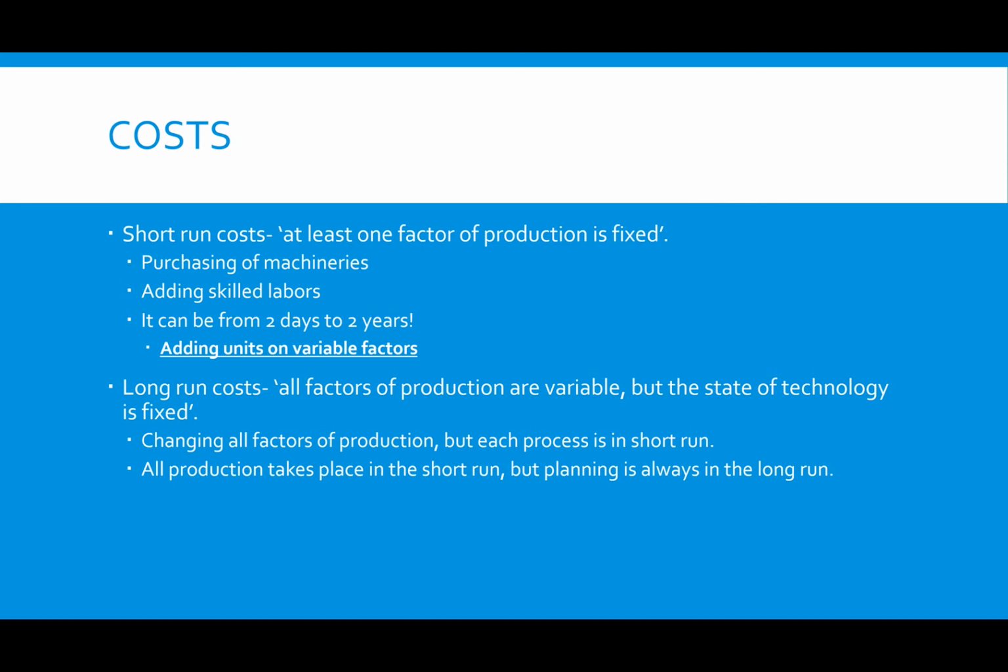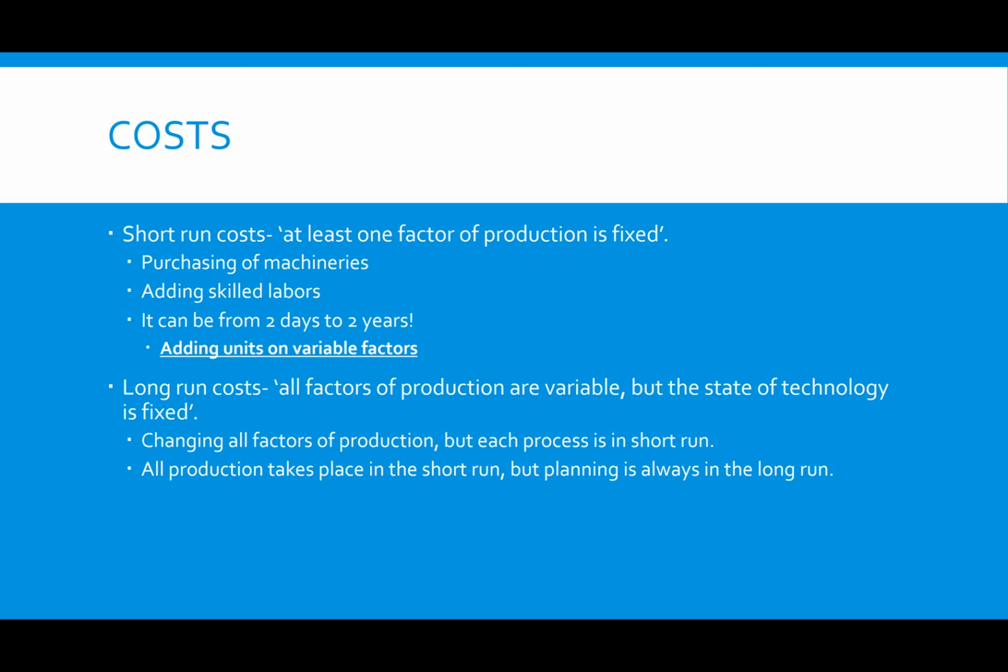Costs. There are many different ways to differentiate, divide, and classify costs. But the first way I am presenting is the difference between short-run costs and long-run costs. The idea of short-run and long-run is essential in economics. Short-run costs are types of costs where at least one factor of production is fixed. Purchasing of machineries can be short-run costs. Adding skilled laborers is also short-run costs.